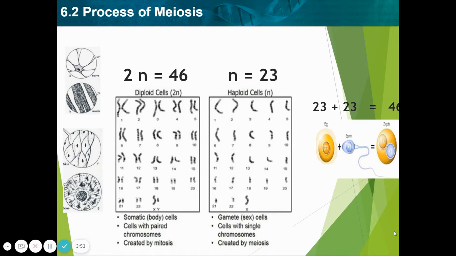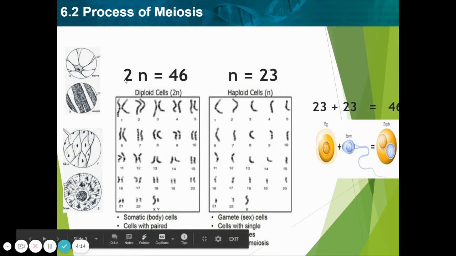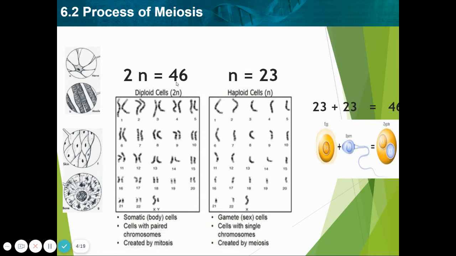This person has inherited an X chromosome and a Y chromosome. That makes them a male. Females inherit X chromosomes from mom and from dad. Now, what we're looking at is this diploid number. Di means two, so it is referred to as 2N. And the 2N number in humans, in our body cells, the ones that are created in mitosis, is 46.